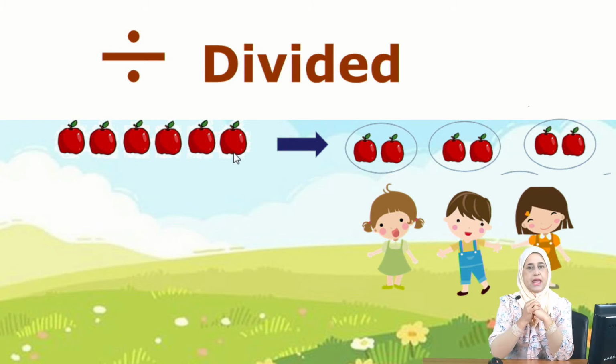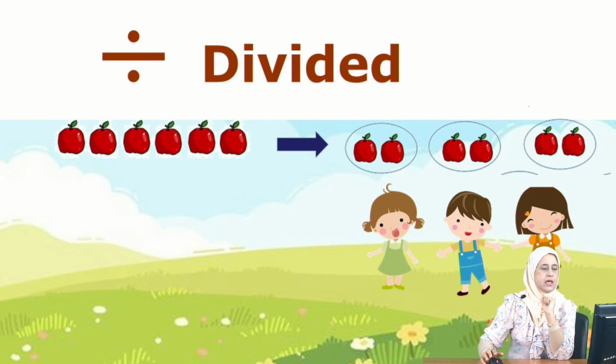1, 2, 3, 4, 5, 6. Student, here we have 6 apples. You must divide them into equal numbers. You cannot say we put 3 apples here and 2 apples there. No, same quantity, same number, okay?